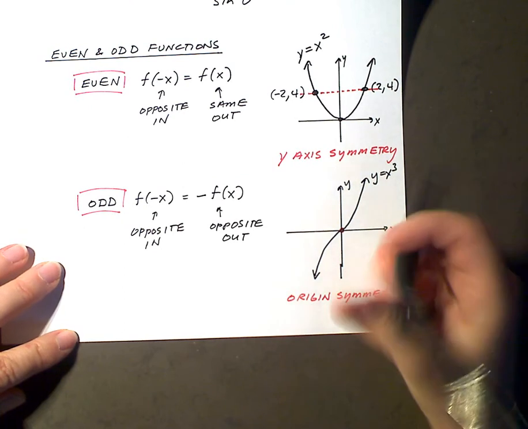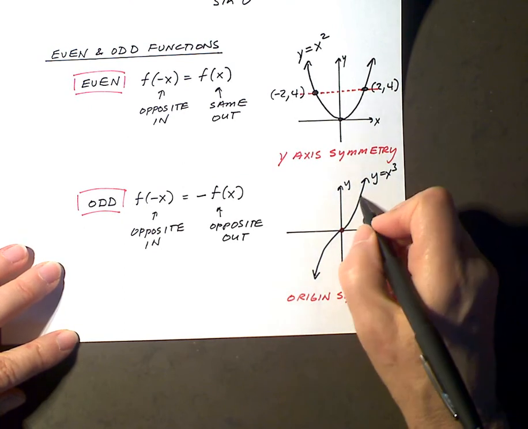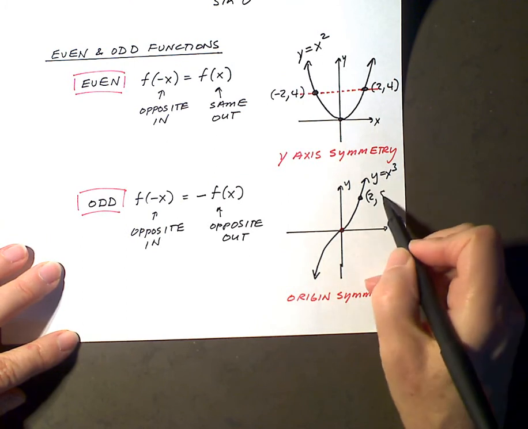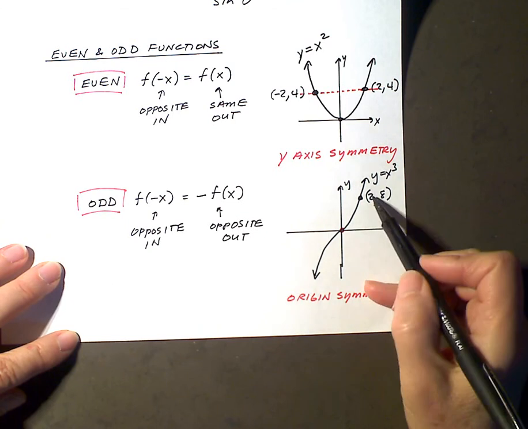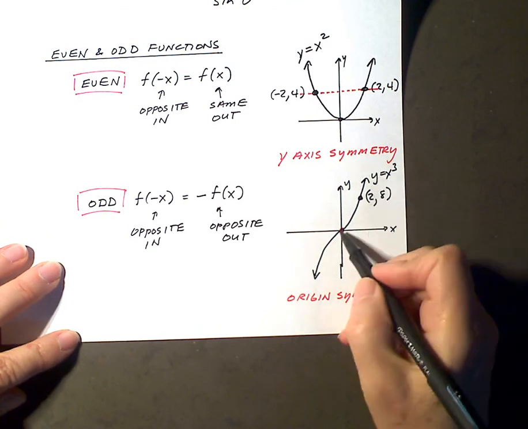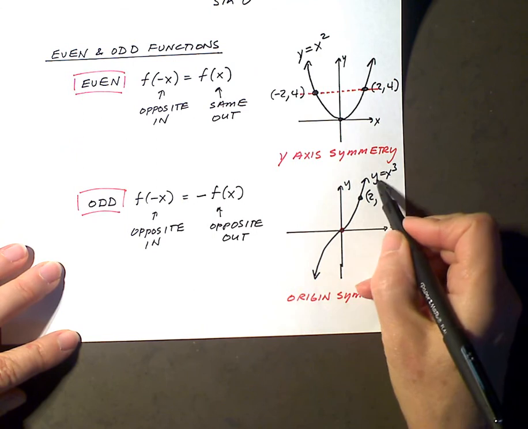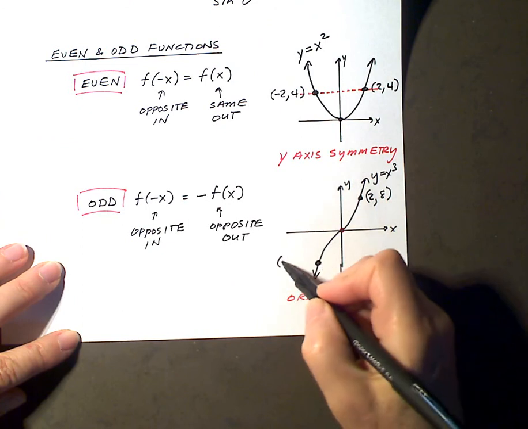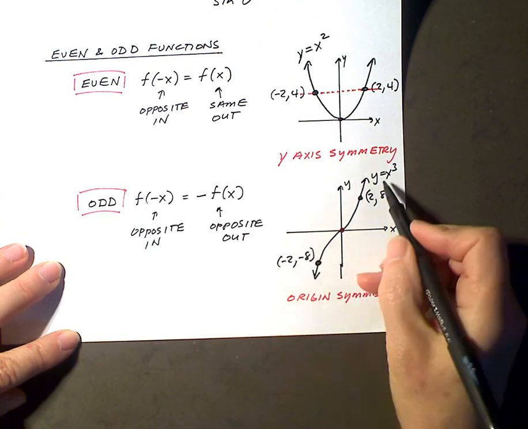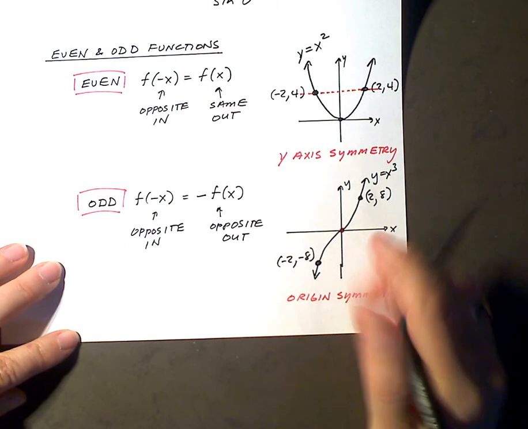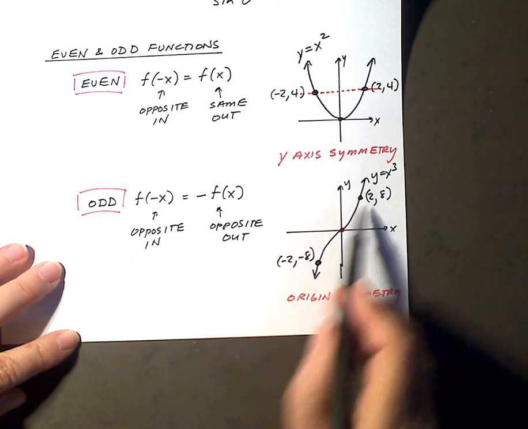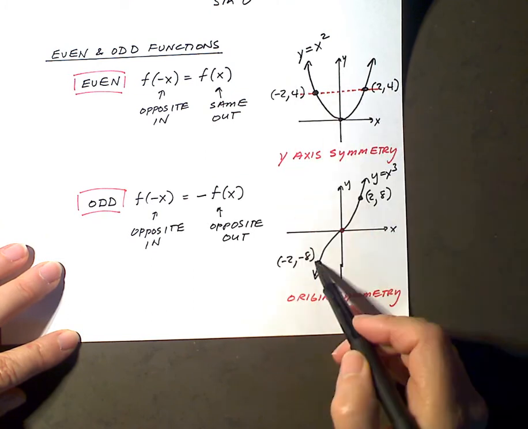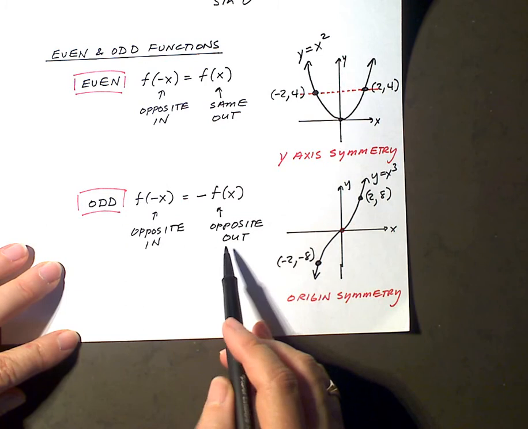So maybe I pick a point on here like x is 2. When x is 2, 2 to the third is 8, so y is 8. So now when I try putting in the opposite of 2, when I put in negative 2, well, if I take negative 2 and raise it to the third power, I'm at negative 8. So negative 2 to the third power is negative 8. So when I put in the opposite x value, I don't get the same y value as I do up here. I get the opposite y value. So the opposite input gives me opposite output.